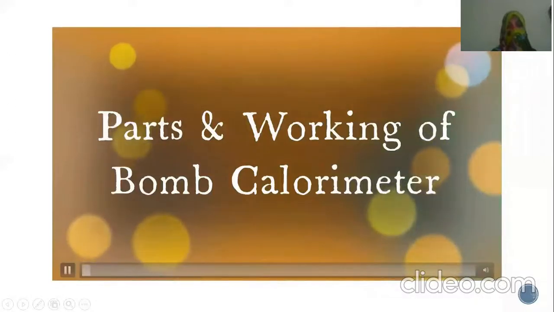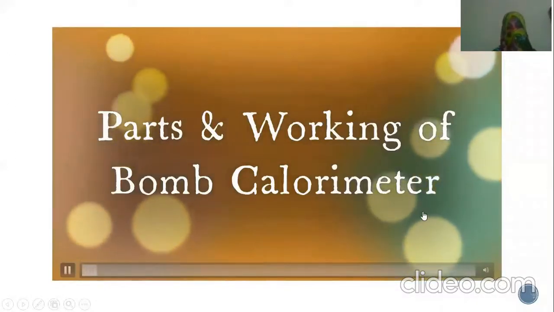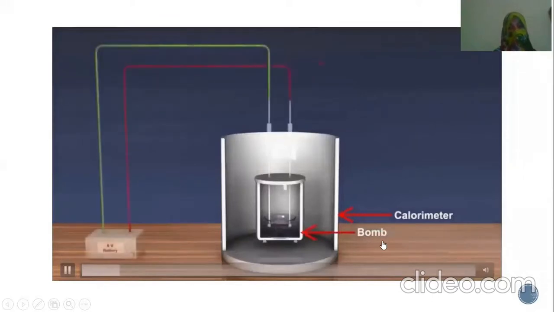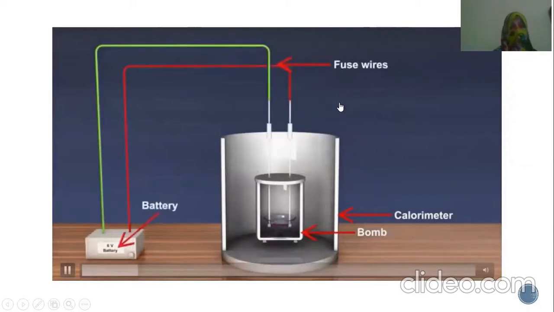Now I am going to describe the parts and working of the foam calorimeter. This is the upper copper shell calorimeter, with an inner shell made of steel. Fuse wire to ignite the fuel. Battery to deliver the current. This is the oxygen valve to deliver oxygen.